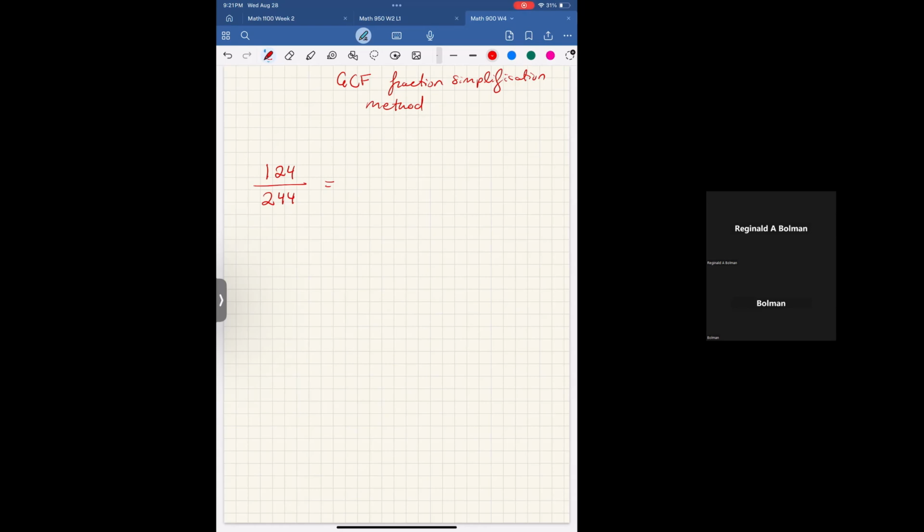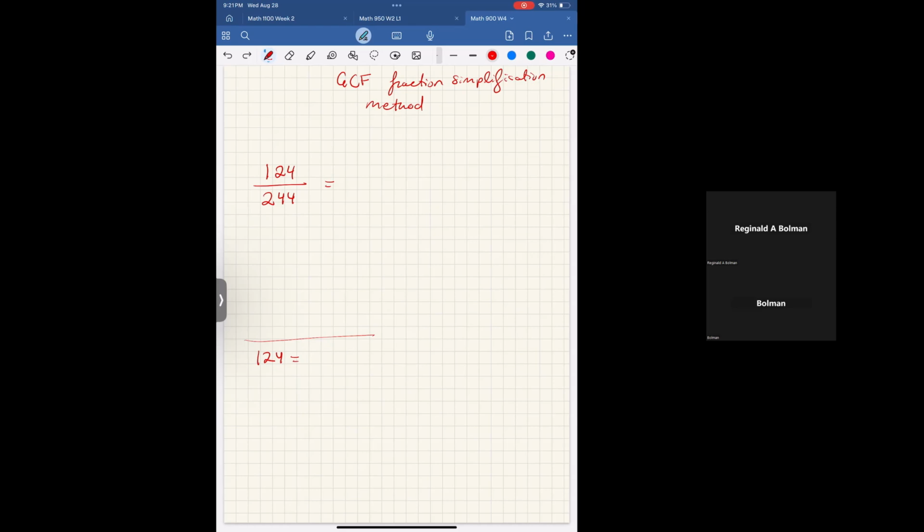So how we're going to do this, though, is rather similar to the prime factorization method. I always find my GCF by just finding my prime factors anyways. So this technique does add an extra step of having to find the prime factors.